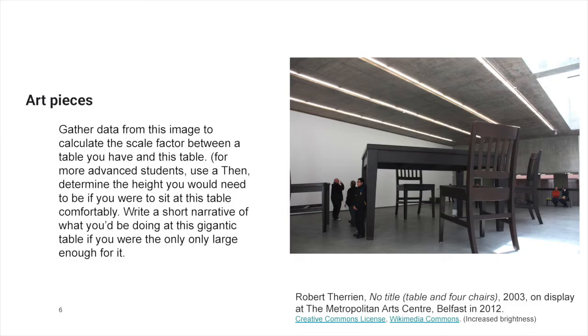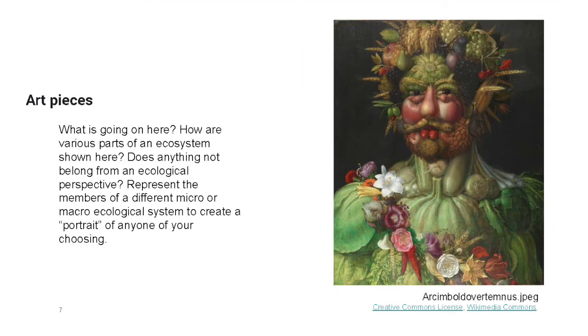Art pieces use geometry, scaling, proportion, and ratios. In this example, I ask students to practice measuring the photo on their own table to make a scale factor. Then they must use the scale factor to determine how big they would need to be in order to sit at the table. This painting, Vertumnus, allows students to think about the ecologies that this painter must have been surrounded by when Arcimboldo painted it.